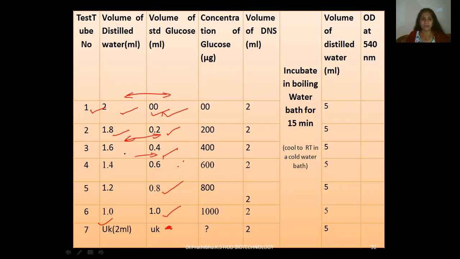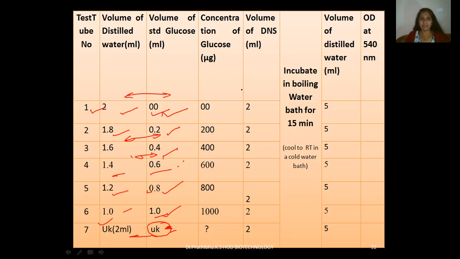If this is 0.4, we added 1.6 ml of distilled water. And here for 0.6, 1.4, for 0.8, 1.2 ml of distilled water, and here 1 ml of glucose means 1 ml of distilled water. So the final volume in all the test tubes is made up to 2 ml, whereas this will be given by the examiner or in-charge teacher, because you need to find out how much glucose they have given.